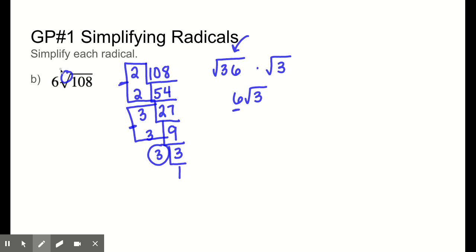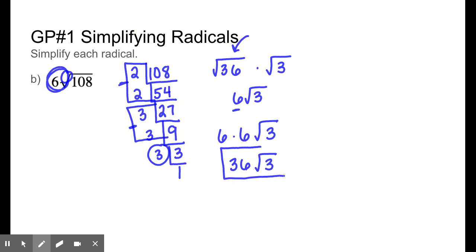Now for this particular problem, we also had this 6 that was present to begin with. So once we've simplified our radical, we'll then put that 6 out in front in addition to what we have outside. So we will then multiply 6 times 6, radical 3, and we just multiply the outside numbers together. So 6 times 6 gives us 36, radical 3. And that is the simplified version of 6 times the square root of 108.